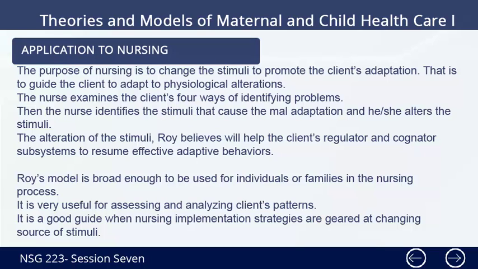Applications to nursing. The purpose of nursing is to change the stimuli to promote the client's adaptation. That is, to guide the client to adapt to physiological alterations. The nurse examines the client's 4 ways of identifying problems. Then, the nurse identifies the stimuli that cause the maladaptation, and he or she alters the stimuli. The alteration of the stimuli, Roy believes, will help the client's regulator and cognator subsystems to resume effective adaptive behaviors.